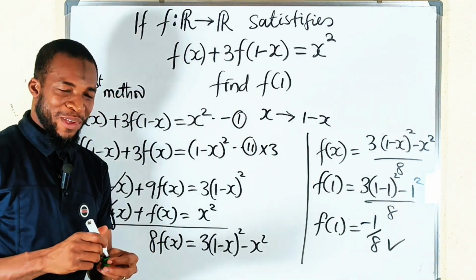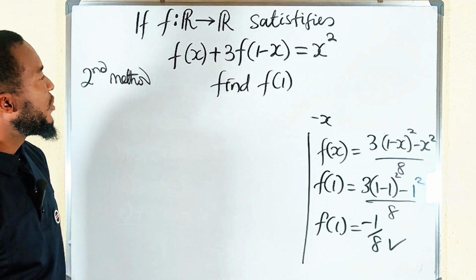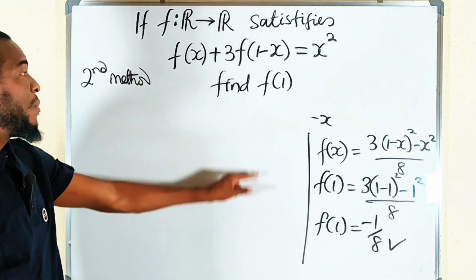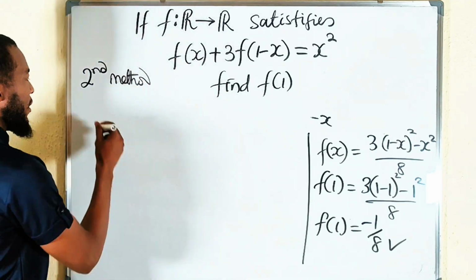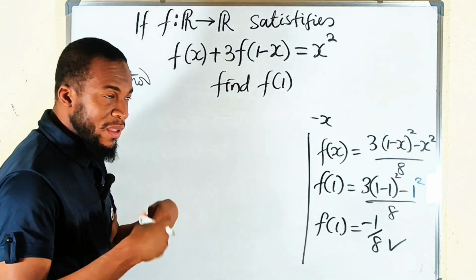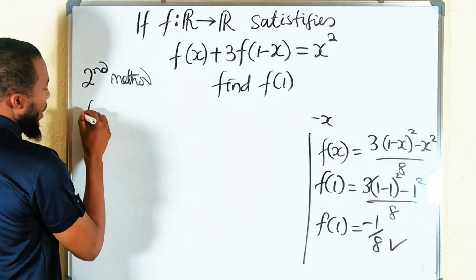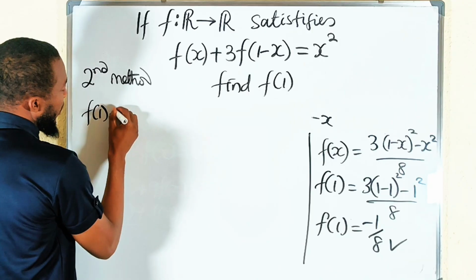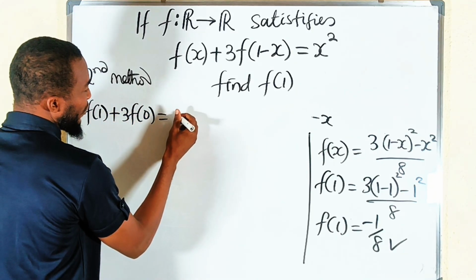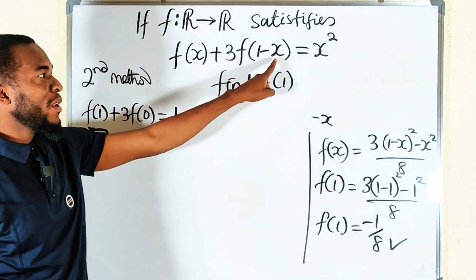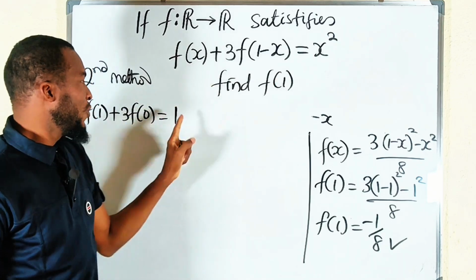Now let me show you the second method. In the second method, first, I would like to substitute. Remember, we are looking for f of 1. So let us substitute x equal to 1. I don't have to write all of this since I am stating them verbally. So we have f of 1 plus 3 times f of what? 0. Yes. Equal to 1 squared, which is 1. Because 1 minus 1, if you substitute x equal to 1, is going to be 0, right? And 1 squared is 1.